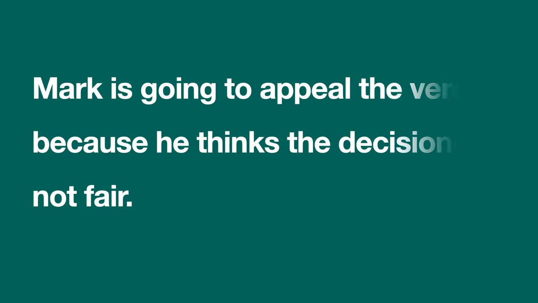An appeal is made when the defendant does not like the decision made by the jury or the judge. So they ask for an appeal. They want the appeal to go from a lower court to a higher court. So they want another try, and they ask for an appeal. Let's go back using our example with Mark. Mark is going to appeal the verdict because he thinks the decision was not fair. That is the main reason the defendant will ask for an appeal. They felt the decision was unfair.